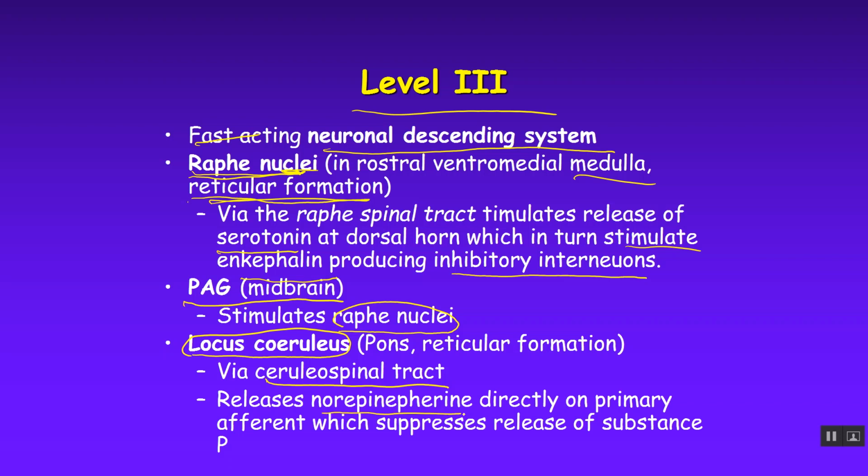It releases norepinephrine directly on the primary afferent, which then suppresses the release of substance P. But remember, substance P is what the slow pain pathway uses at that dorsal horn in the substantia gelatinosa. That's the neurotransmitter. So this helps to decrease the release of substance P at that particular location.